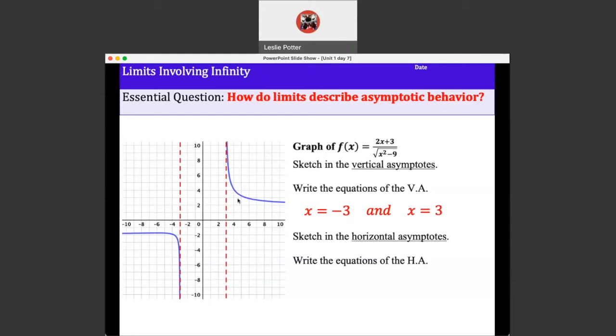But this also has horizontal asymptotes. This part of the graph, as we go to positive infinity, it looks like it gets flat. And it looks like it gets flat just visually at about y equals 2. And then same here, it looks like this gets flat about y equals -2. So those are horizontal asymptotes. And we'll find those too. But that has to do with going out to infinity.